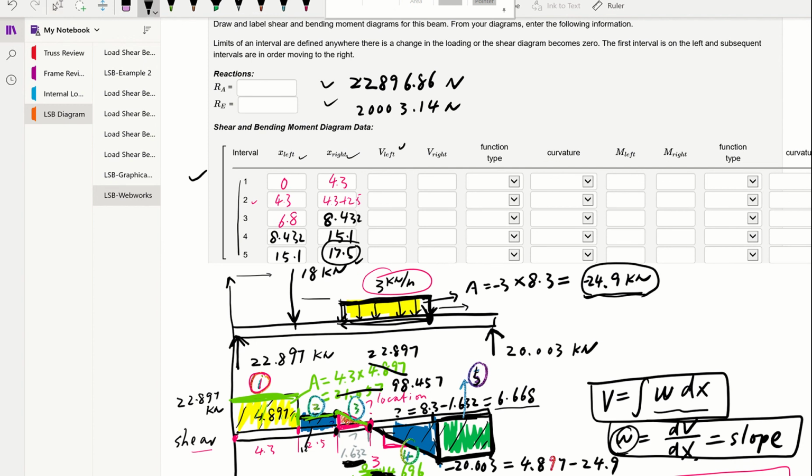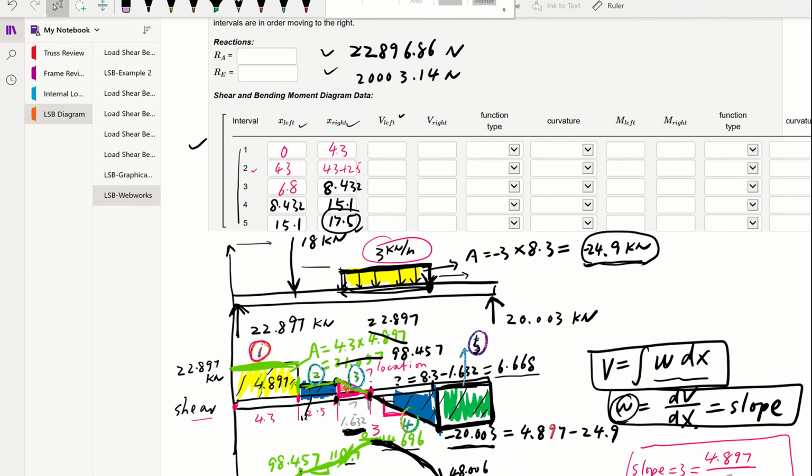Now let's look at what's V left. V left means at interval 1 right here, what is my value when x equal to 0? What's my V value? V value will be this, will be 22.897. Now V right, what does that mean? At the segment 1, when it's the right point, the end point, what's my V value? Since it's a horizontal line, that is also 22.897. That's how WeBWorK figures out if your graph is right.